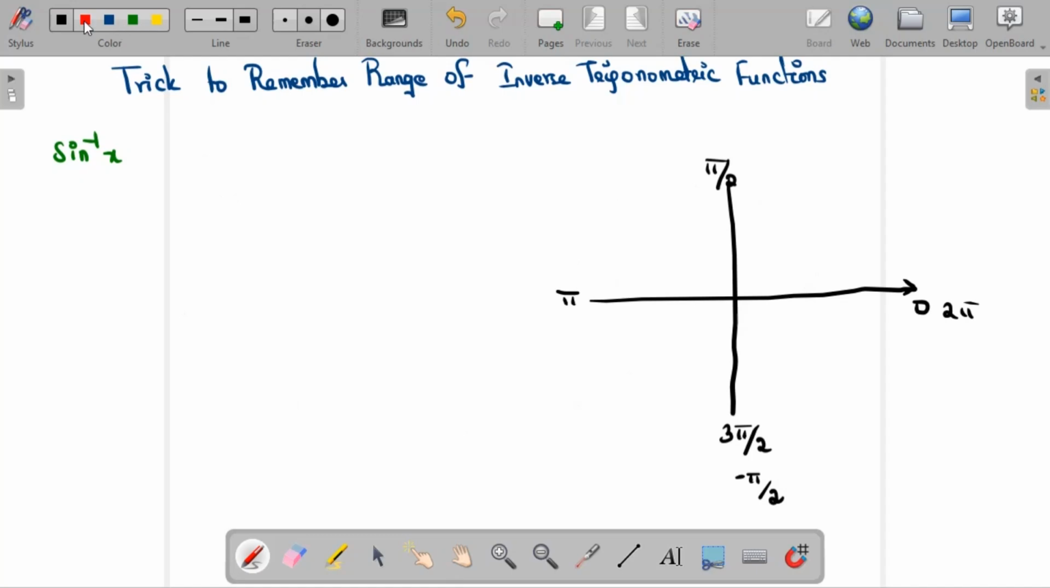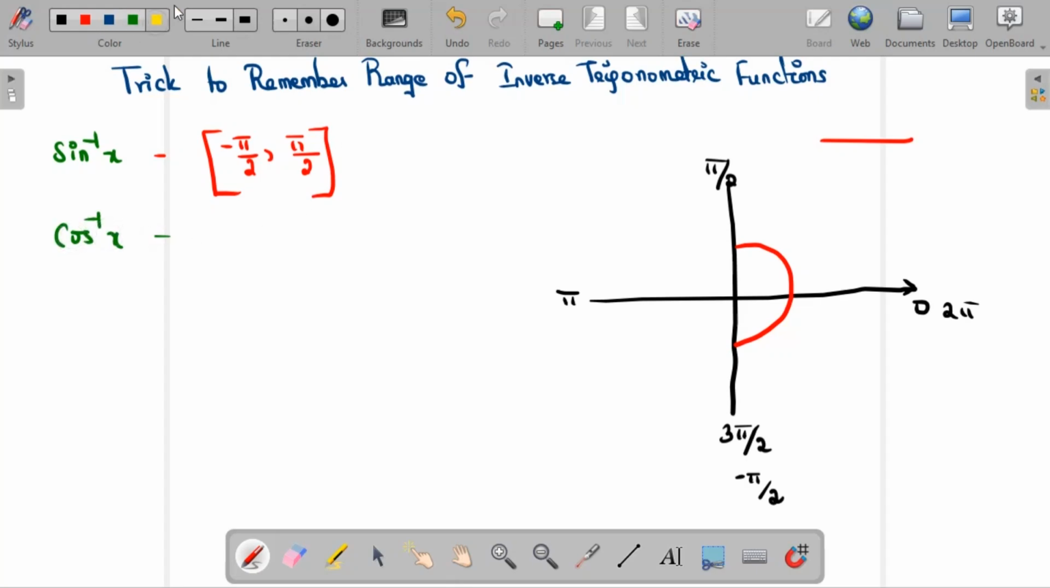Now, when you look at the range of sine inverse of x, we will remember it as a D curve. So in the vertical line, I'm placing a D curve. Remember, the curve is touching the plus pi by 2 and the minus pi by 2. So that means I will put a square bracket to include both, minus pi by 2 to plus pi by 2.